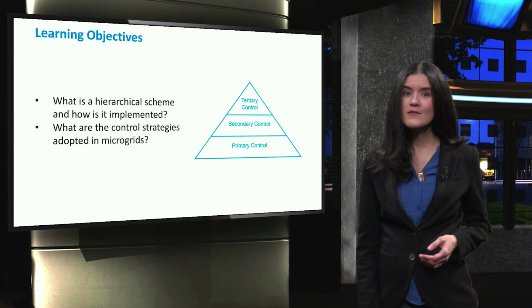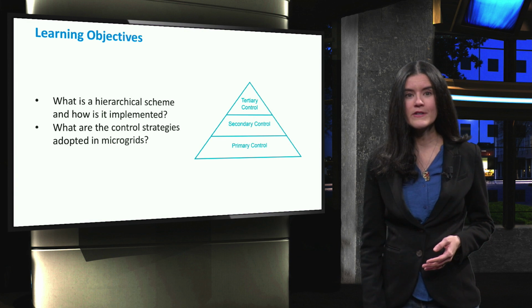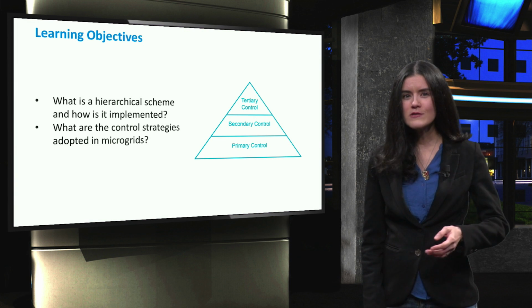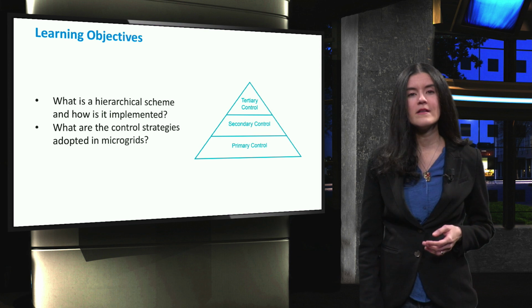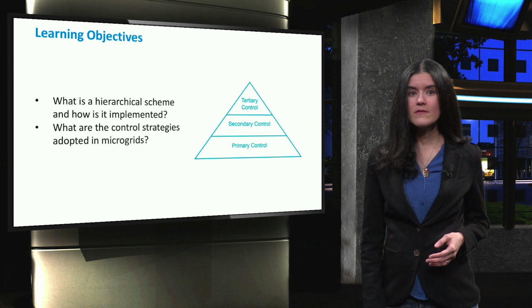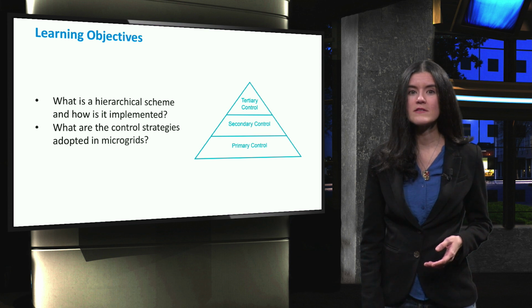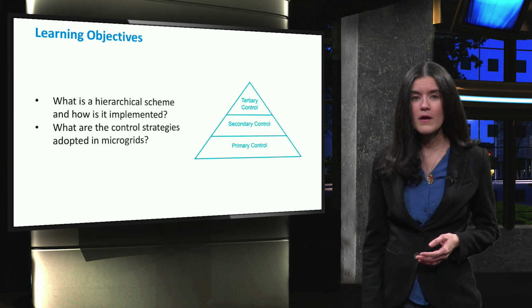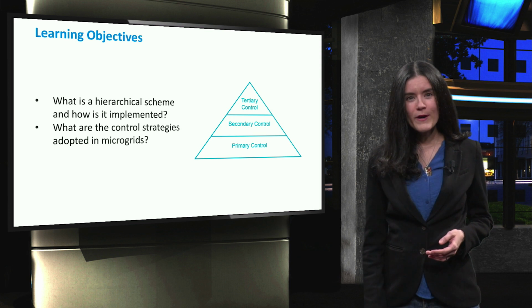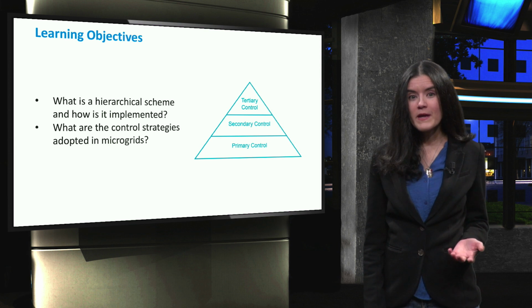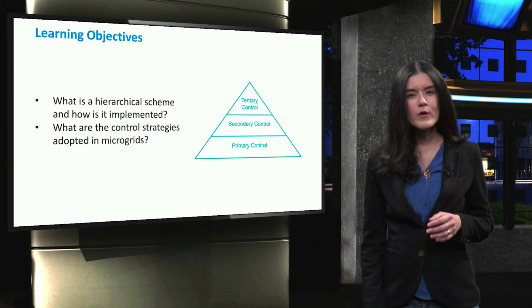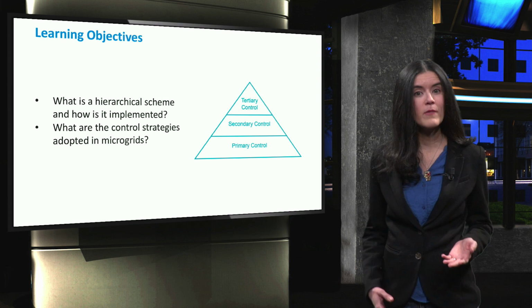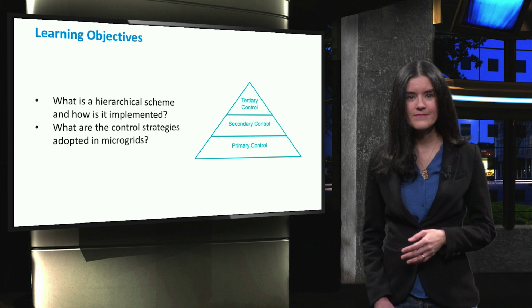You will learn the role of primary, secondary, and tertiary control in microgrids, and how these three levels are combined in a hierarchical way. Then, we will see different control strategies that are generally implemented in microgrids. Among them, we're going to distinguish between grid forming and grid feeding strategies, and we're going to have a look at the concept of master-slave control strategy.